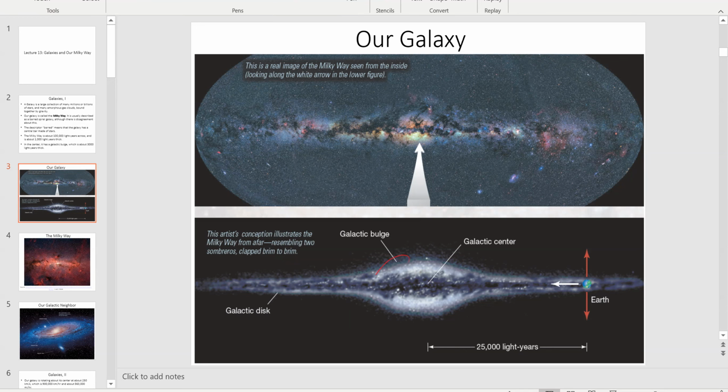Okay, here's the galactic bulge, which, as I mentioned, is roughly 3 times thicker than the disk. Here is Earth. One question that you might be asking yourself is, where are we within the galaxy? The answer is that we're about 2/3 of the way out from the center, roughly 25,000 light years out from the center.